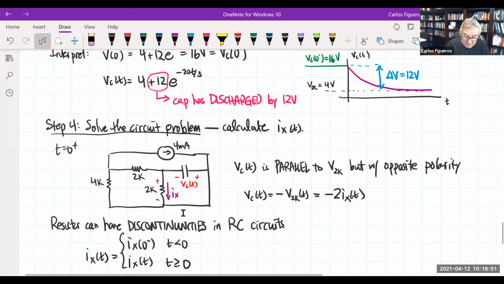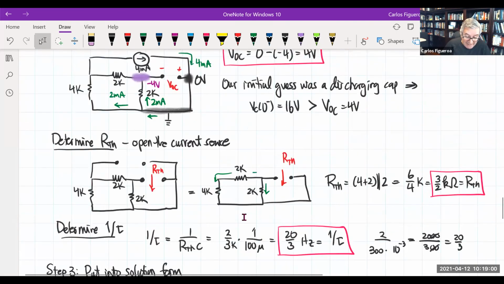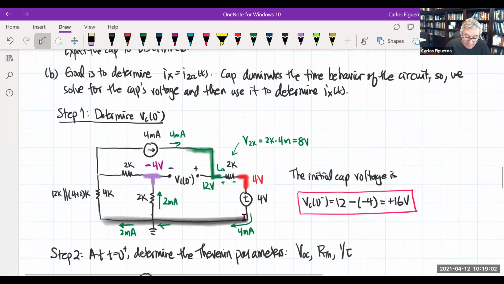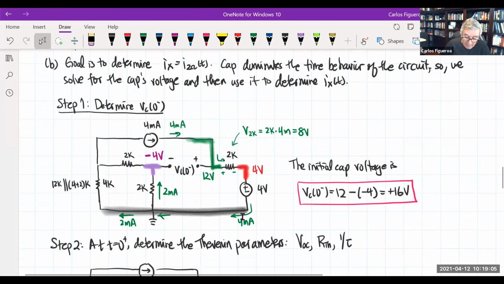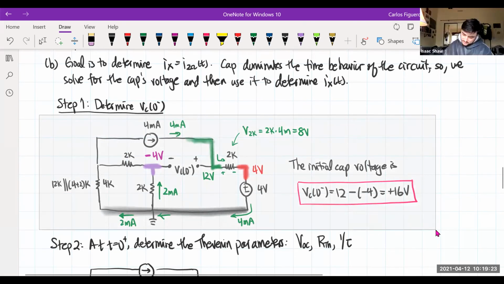The first thing I have to do is find the initial value of that current. So I have to go back up. We actually calculated this in step 1, and what this is really telling me is Ix of 0 minus. I'm going to bring it down.